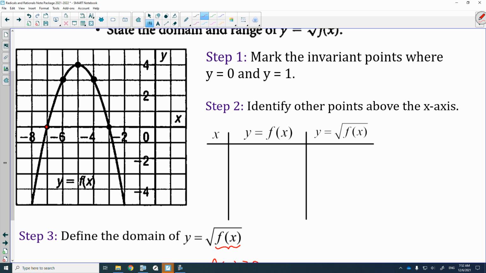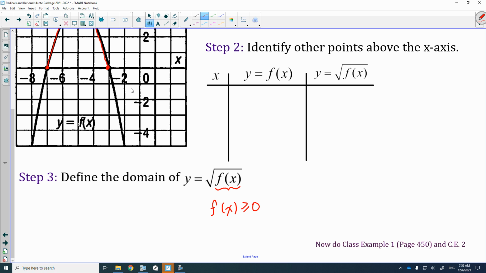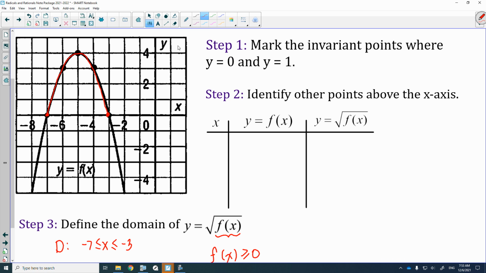On this graph, it would be this. That's the piece that lies above the x-axis. This is actually going to be the domain of the radical graph. So the domain of the radical graph is going to be x is less than or equal to -7, greater than or equal to -3. That will be the domain you'll see.